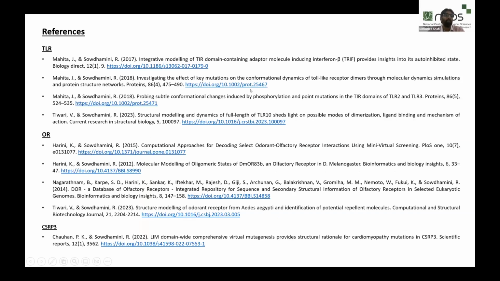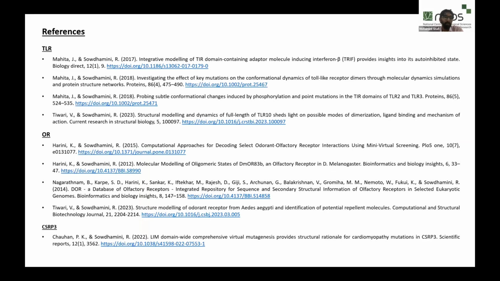Shafi, please. Hello everyone. These are the relevant publications related to today's talk. In the first session, we had toll-like receptors modeling, with 3 Mahitas and 4 other papers regarding toll-like receptors modeling. And we have a recent paper from Vikas Tiwari talking about LR10 modeling and analysis.